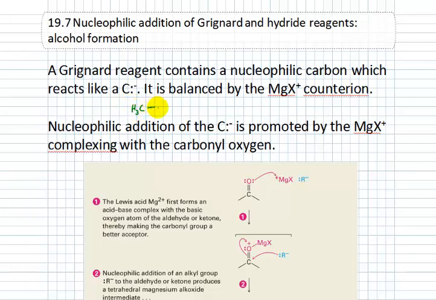H3C MgBr, with a very powerful partial negative on the carbon and a very powerful partial positive on the magnesium, roughly equivalent to, or reacts like, H3C minus with the MgBr plus as a positive counterion. So the actual substance is somewhere in between here.